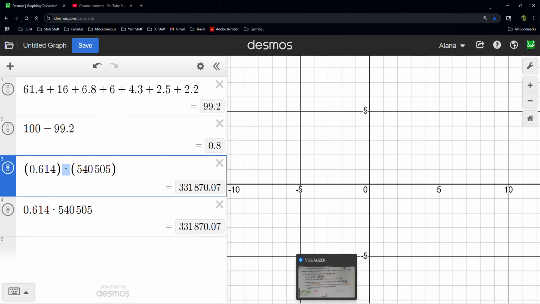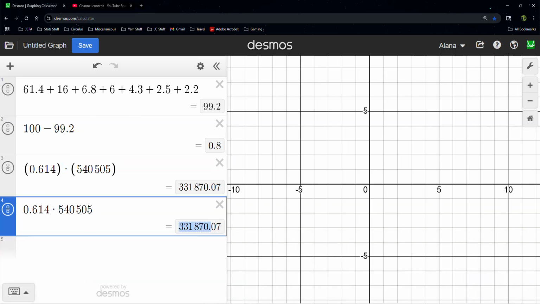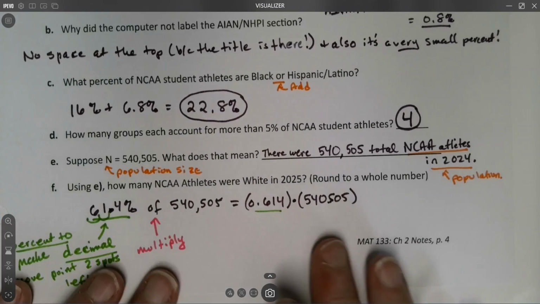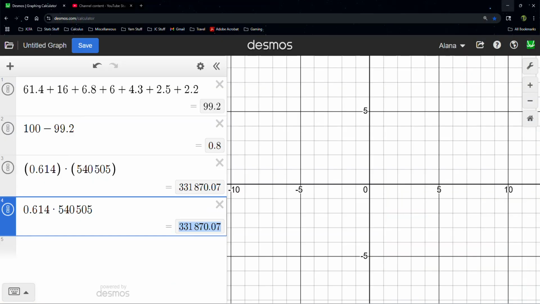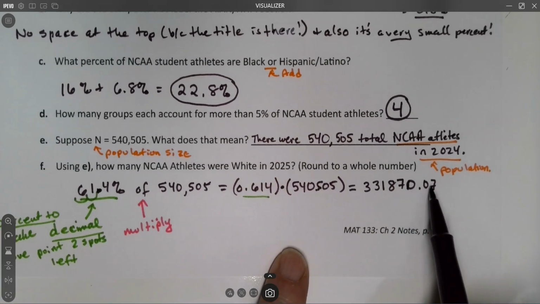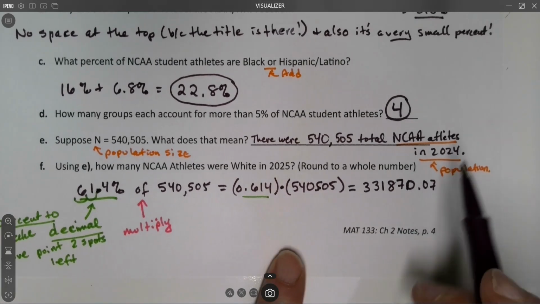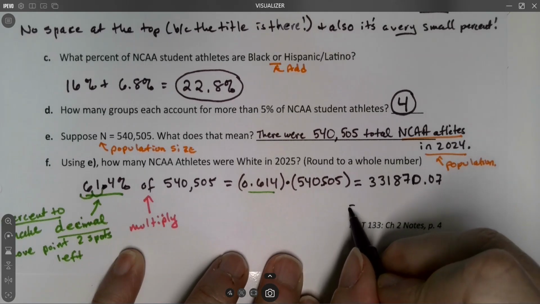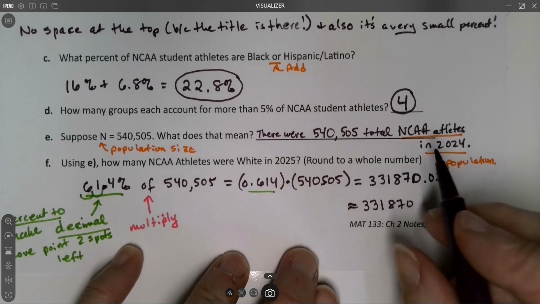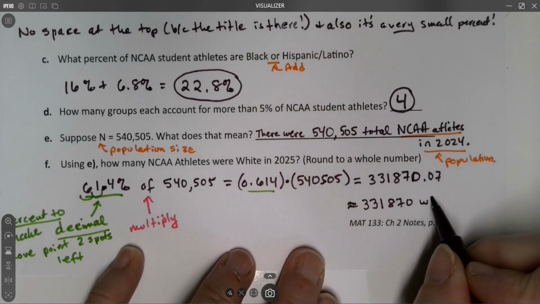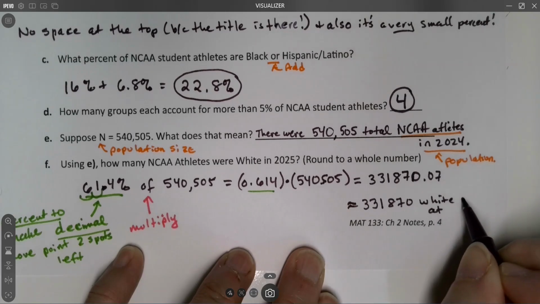Okay, so we get 331870, and we're going to round that to the nearest whole number because, of course, these are people. These are athletes. Oops, I've already forgotten the number. Let me go back. 331870.07. And to round that, we look to the right of the decimal point. This is low. This is 0. So this is 331870. In this case, it was white NCAA athletes.